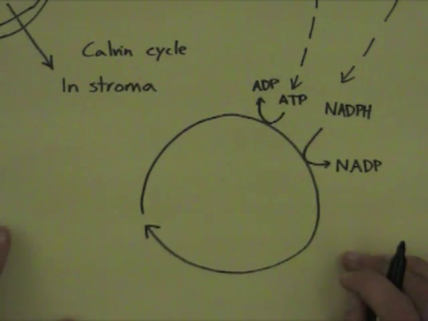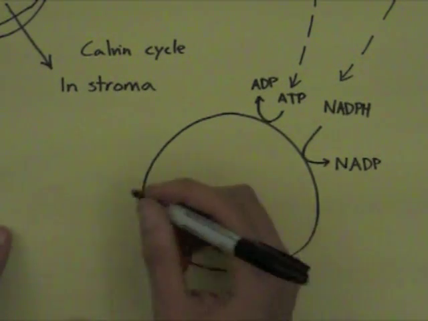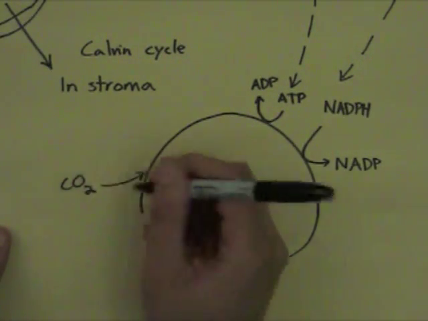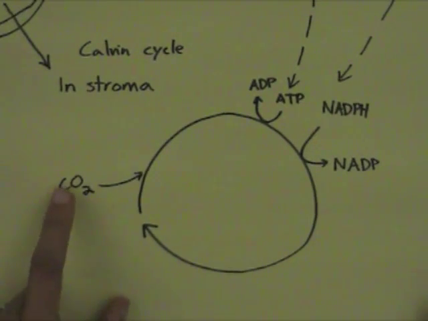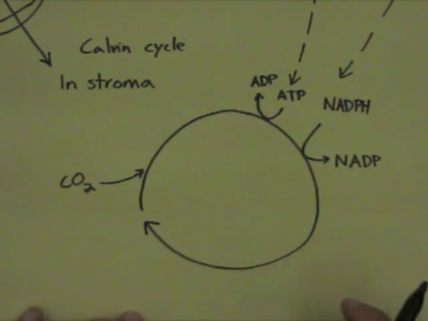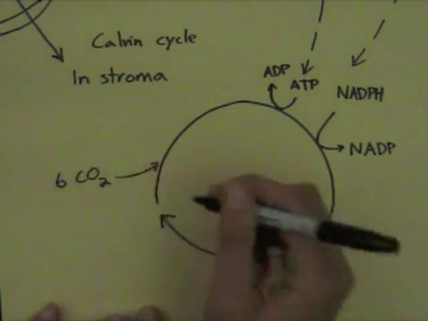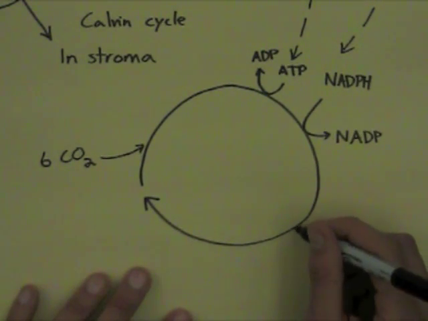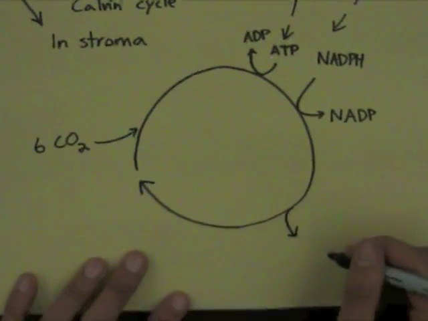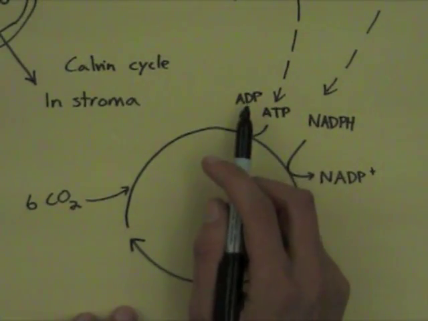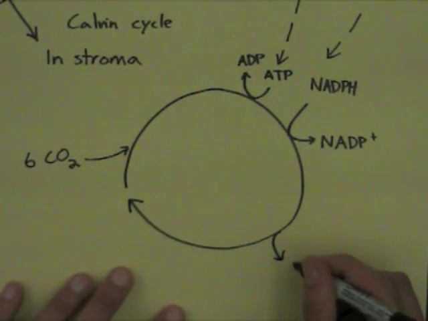There's one other very important molecule that we need to understand here, and it's carbon dioxide. As you know, plants take in carbon dioxide when they photosynthesize to make sugar. And here it is. Here's the carbon dioxide coming into the cycle. We need 6 molecules of carbon dioxide to make 1 glucose molecule. Glucose is also produced by the cycle, so we've got our NADP+, ADP, and glucose is going to be made.